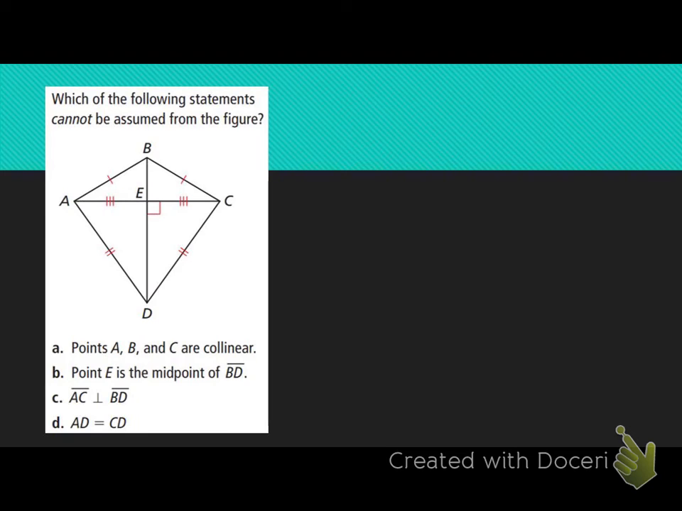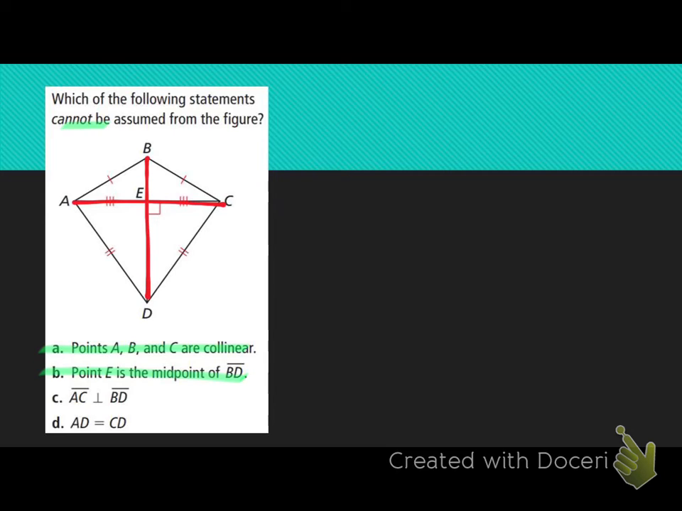Okay, we can go through them, right? A, B, and C. Are they on the same line? No, so we cannot conclude. Okay, so that one's wrong. E is the midpoint. Number one, you can use your eyes, right? It's in the middle. It definitely doesn't. But also, what would be there if it were the midpoint? Congruent symbols, right? And then C says AC, which is this one, and BD are perpendicular.